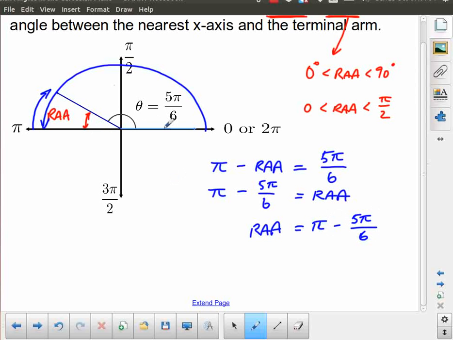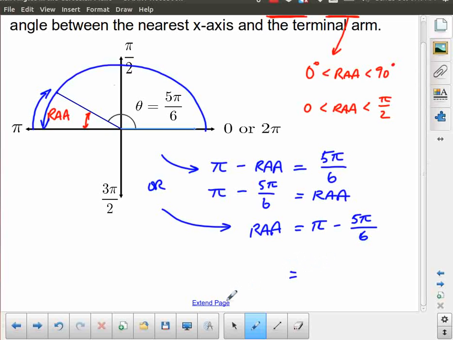So pi is the full way from the positive x-axis to the negative x-axis, and then I subtract 5 pi by 6 and I'm left with this small wedge, the angle in this small wedge. But either of these, you could start here and work it out, or you could go straight to here and work it out. Either of those is perfectly fine. And in this case, we end up with our related acute angle.